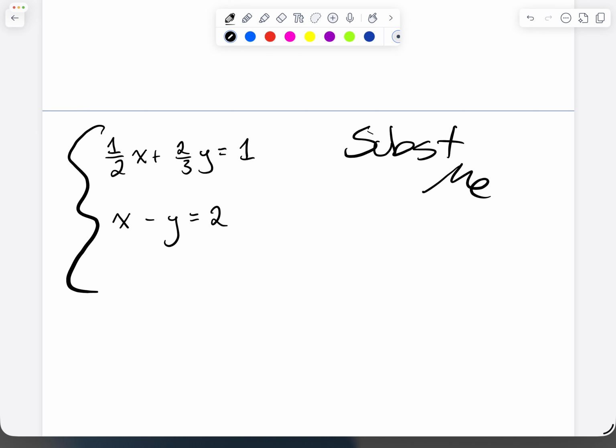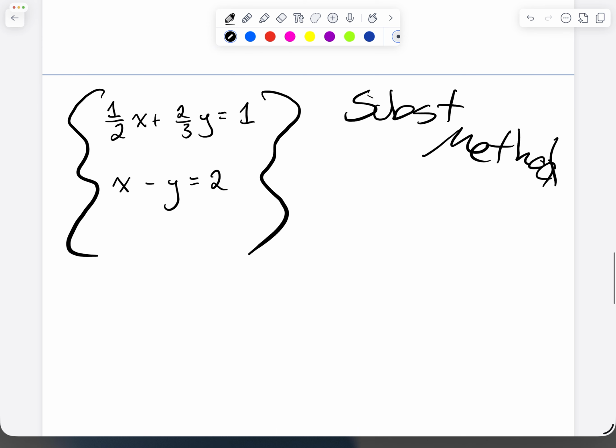Substitution method. Okay. I'm going to go ahead and put this one here too. I like it like that. Okay, so instead of adding them or subtracting them, we're going to shove one of these into the other. So first off, I'm going to do two steps here.